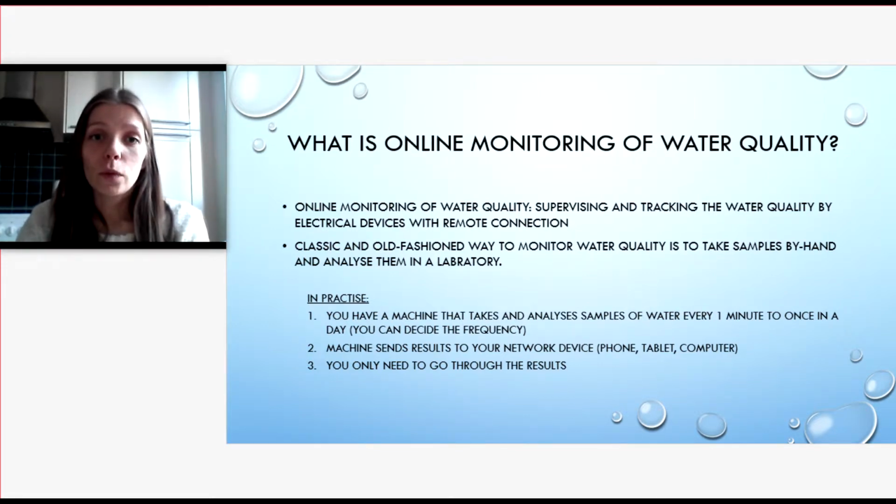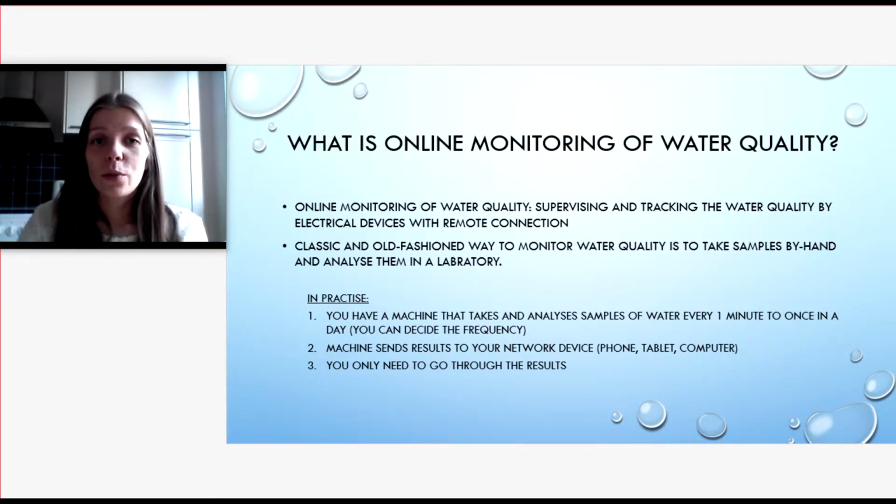Online monitoring of water quality in practice is that you have a machine that takes and analyzes samples of water every 1 minute to once a day. You can decide the frequency, so it's optional. The machine sends results to your network device, which can be a phone, tablet, or computer, and you only need to go through the results.